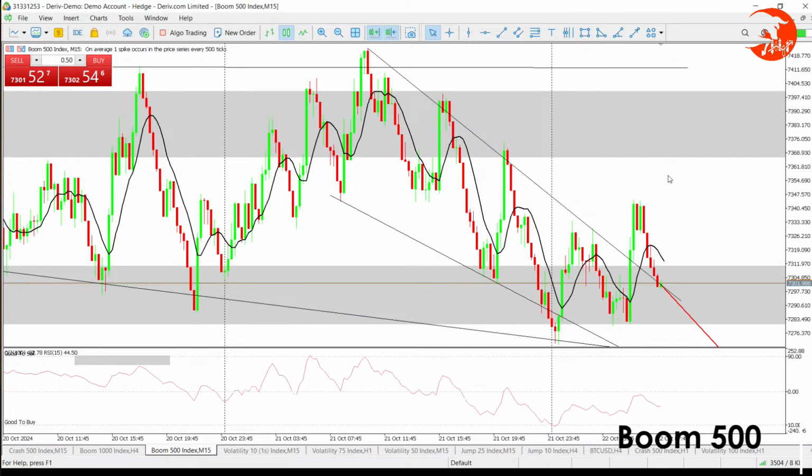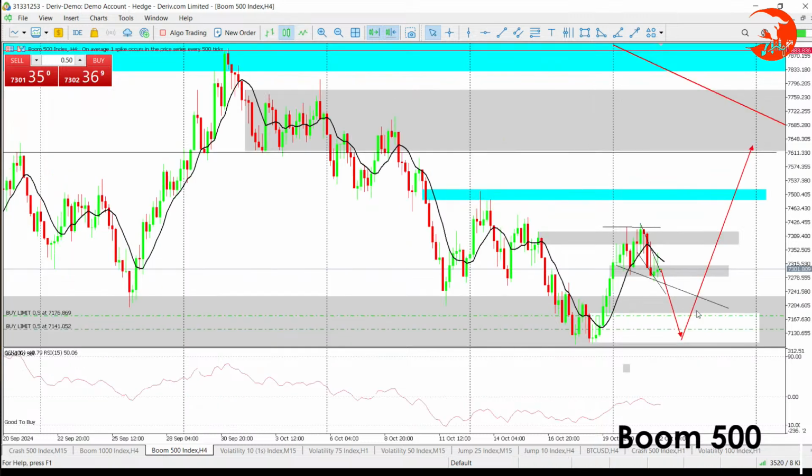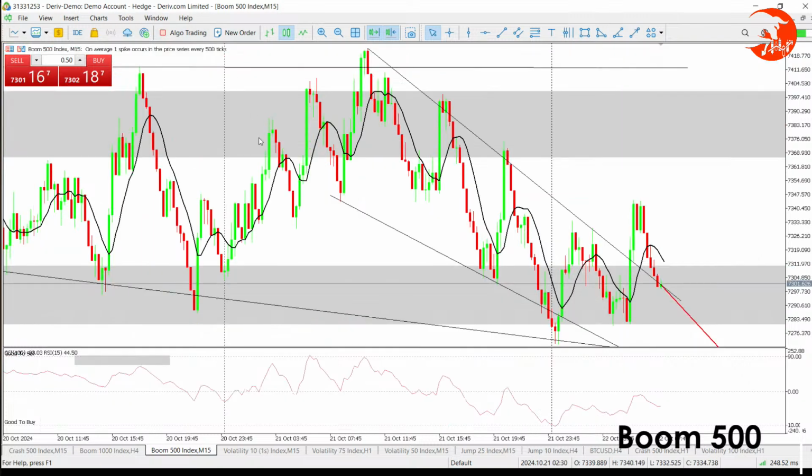I choose not to make any entries on this asset today and go ahead and go to Volatility 10 because of the level it is at on H4. It is in a consolidation on H4. We could trade it in 15 minutes, but we could trade it when it is clear.